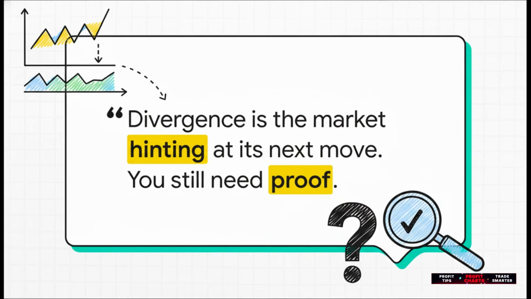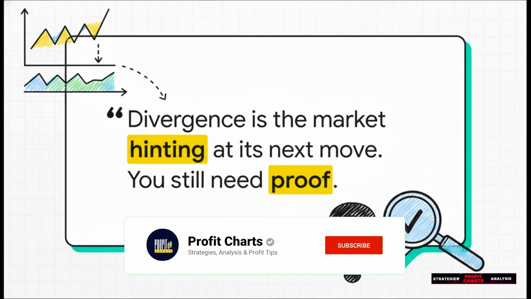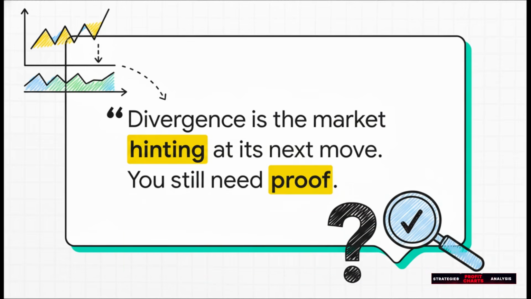Well, it's when the price makes a new high, for example, but the stochastic indicator makes a lower high. It's the market basically whispering to you, hey, this move is running out of gas. But remember, it's just a hint. It is not a command to trade. You always have to wait for the price to prove it to you.